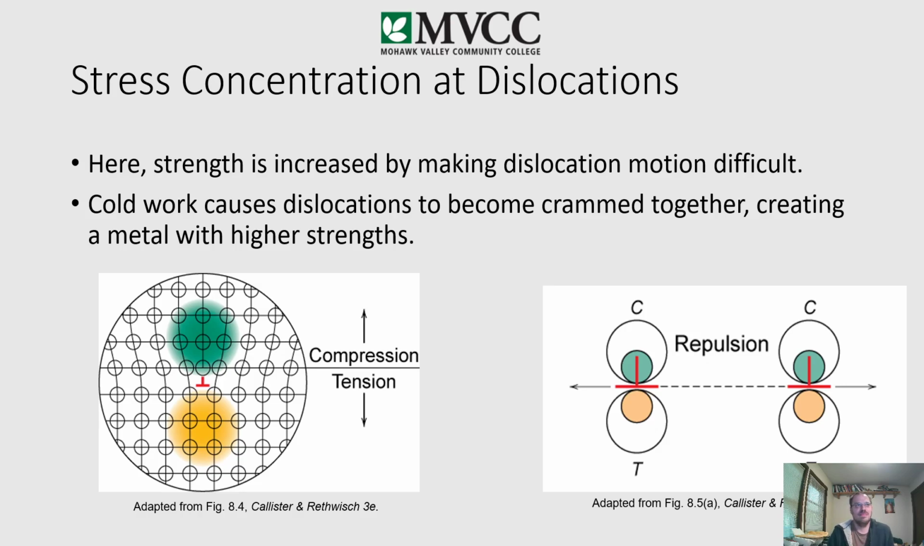Because of that, cold work causes these dislocations to become crammed together. The more crushing force you apply, the more squeezing of that metal, you're actually taking those crystals and rearranging them with plastic deformation. So when we plastically, permanently deform a metal, we're doing cold work to it. These dislocations get crammed together, creating a metal with higher strength.